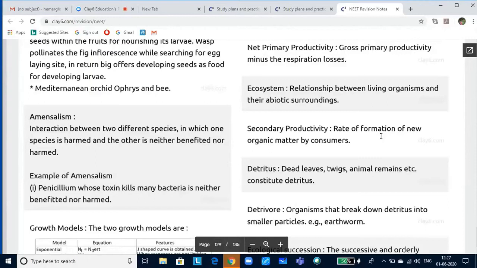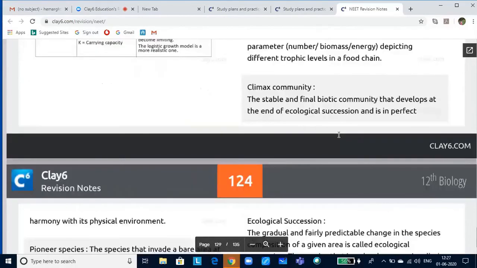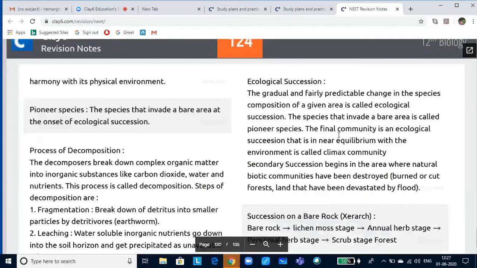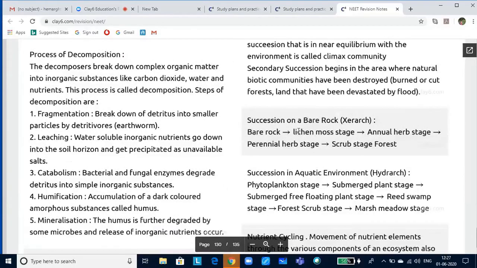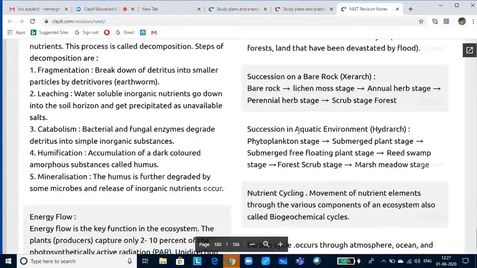Now let us look at decomposition. Decomposers break down complex organic matter into inorganic substances like carbon dioxide, water and nutrients, and this process is called decomposition. Again, the steps are fragmentation, leaching, catabolism, humification and mineralization.